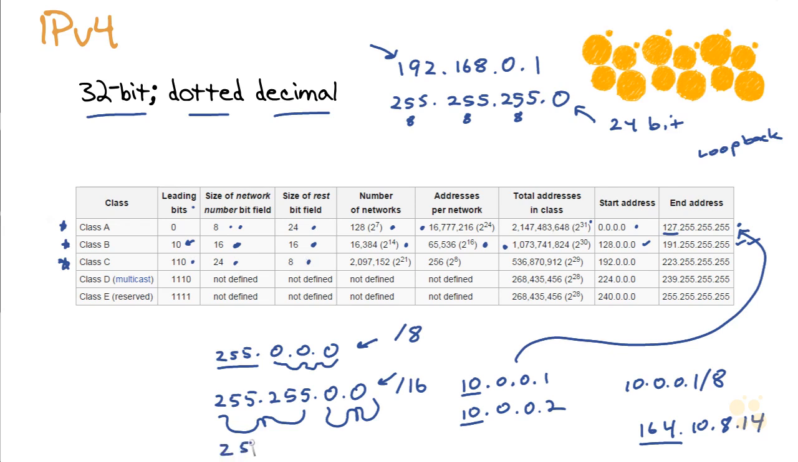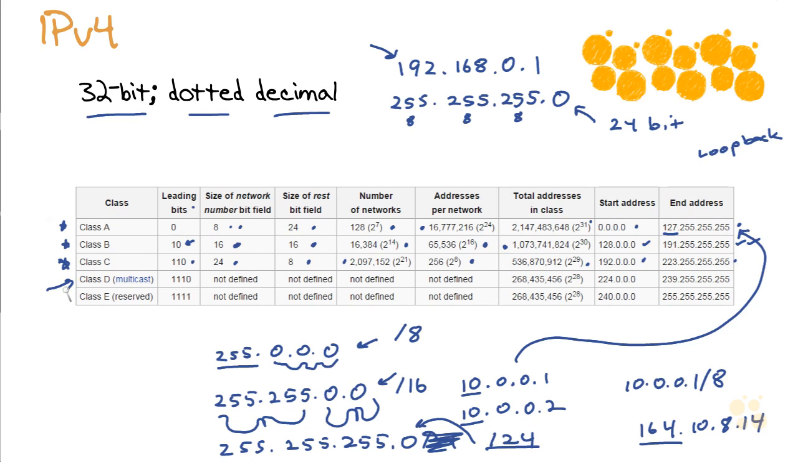The default mask would be 255.255.255.0/24. Instead of writing it out like that, you could write /24. So that's an alternate representation of that subnet mask. We get a whole bunch of networks, like 2 million of them. We only get 256 hosts per network, and you can see the total number of addresses, the starting address, and the ending address. It goes from 192 to 223.